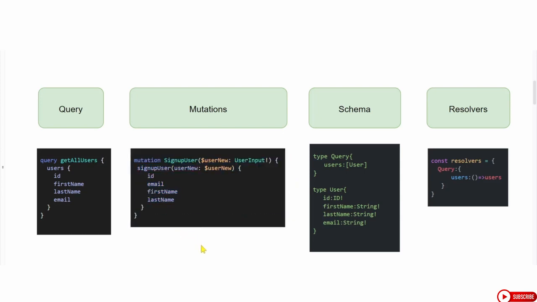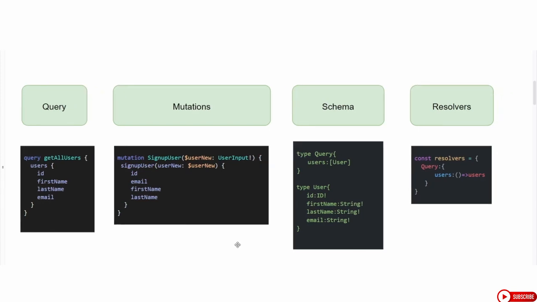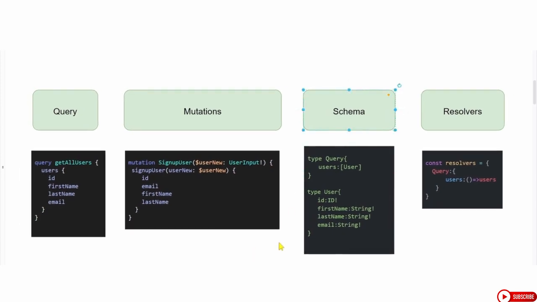Okay, so let's come to schema. The schema is basically a snapshot of the data which your application is going to have. It contains all the different types, and it has what all things the client can query and what all things the client can mutate. Basically it has all those details.